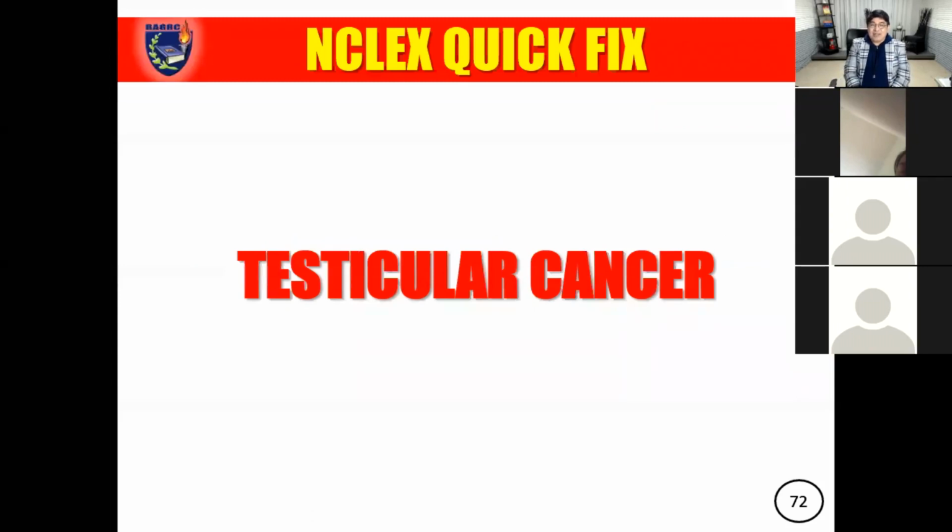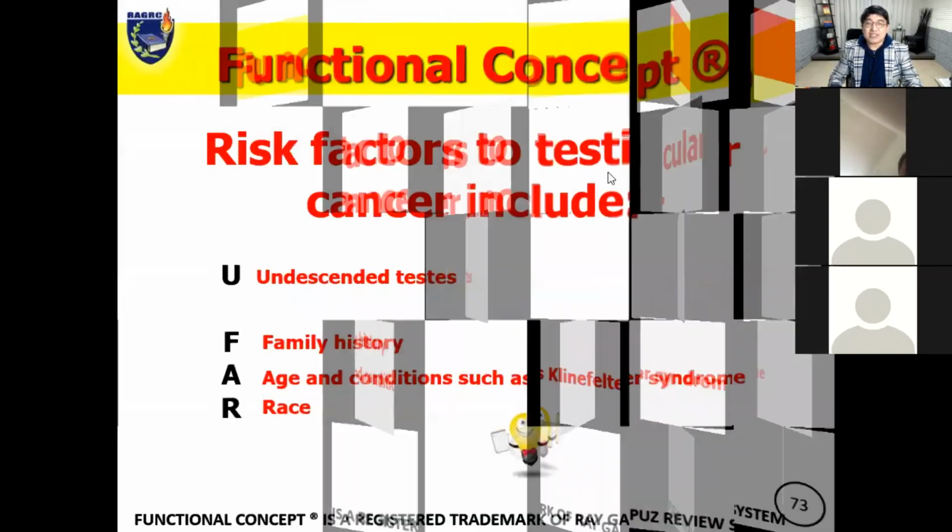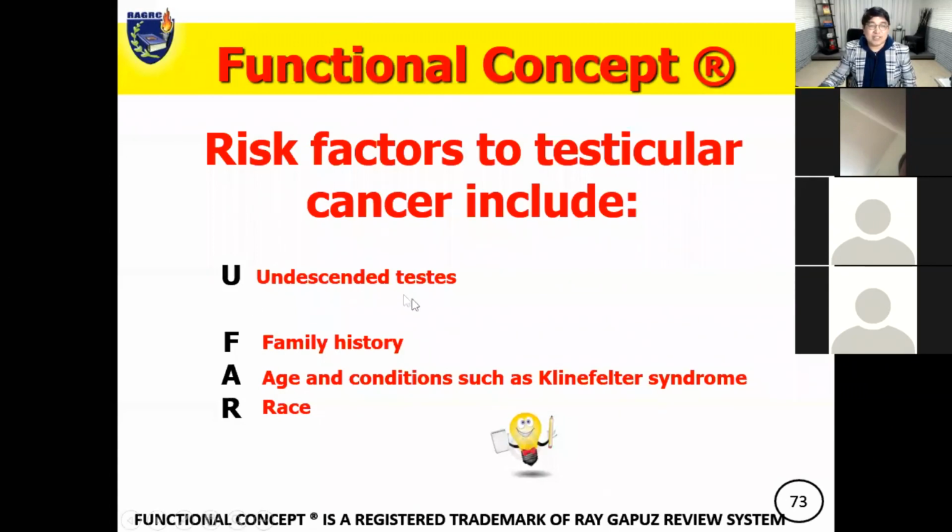Okay? Now, let's move on to another condition that's common to teenagers and young adults, from high school students age 15 to young adults age 35. So let's talk about testicular cancer. A common risk factor for testicular cancer could be undescended testes. If you talk about undescended testes, listen, colleagues, it could potentially develop into testicular cancer. So that's number one in our list. Remember, UFAR: undescended testes, family history, age, and conditions such as Klinefelter syndrome.